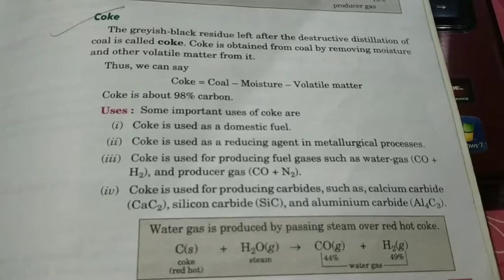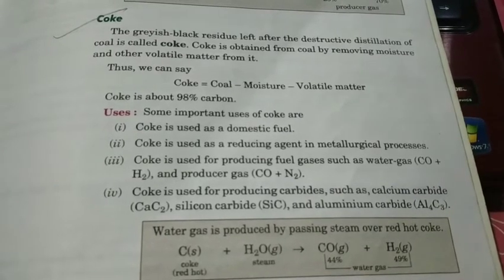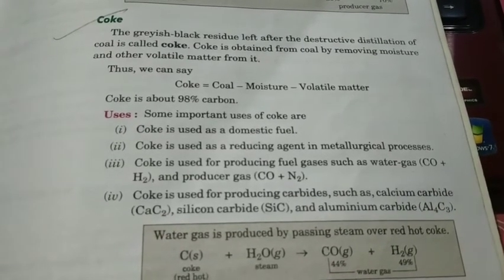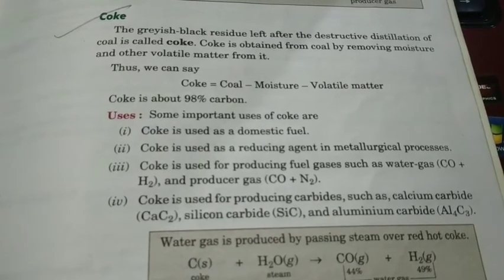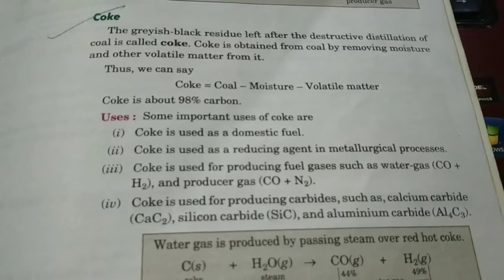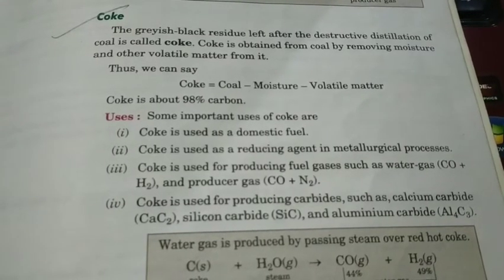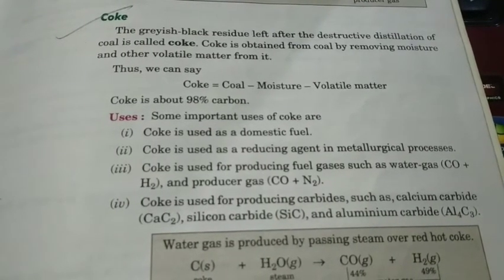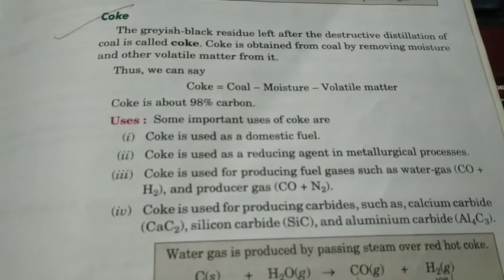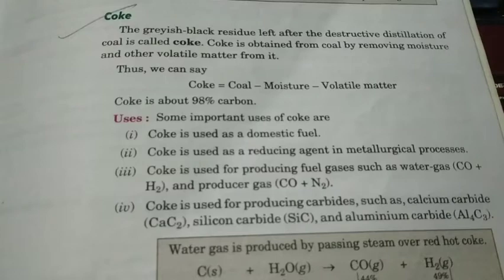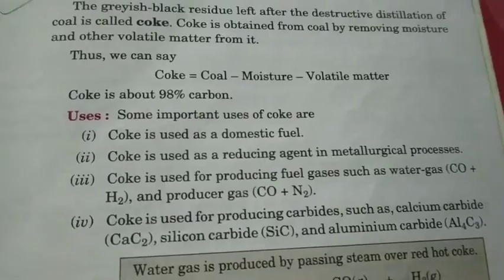What is coke basically? It is the grayish black residue left after the destructive distillation of coal. We call it coke. It is obtained from coal by removing moisture and other volatile matter from it. Thus we can say coke is equal to coal minus moisture minus volatile matter.